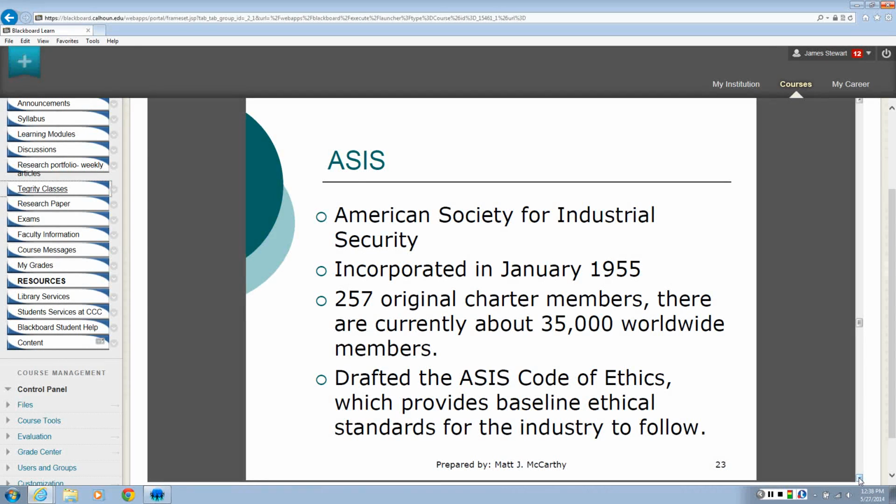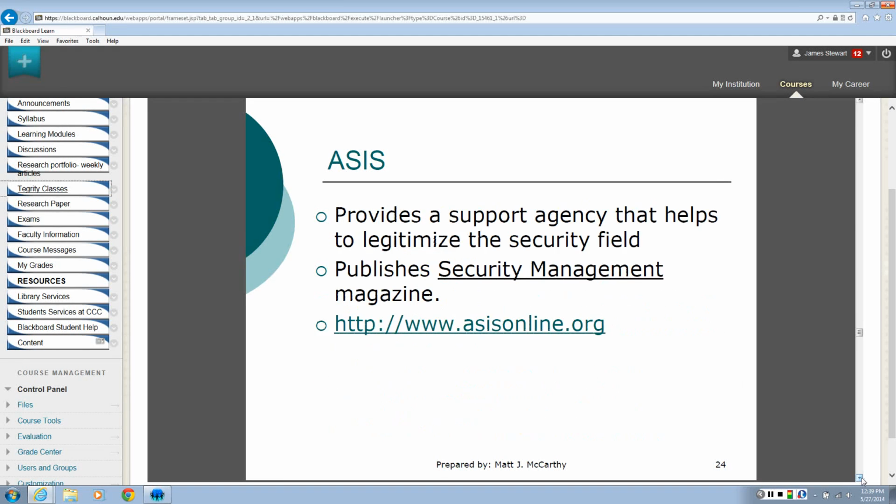But understand what ASIS has done for the field of security. It has really got us to be held to a higher standard. So instead of just allowing anybody to do any security work like it used to be, we now have certifications and classifications and licensing requirements. So we've seen a lot of evolution in the field of private security just in the last several years. So make sure you check out ASIS.